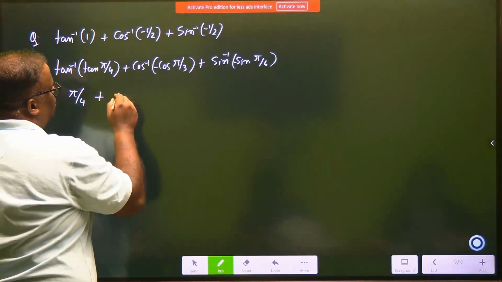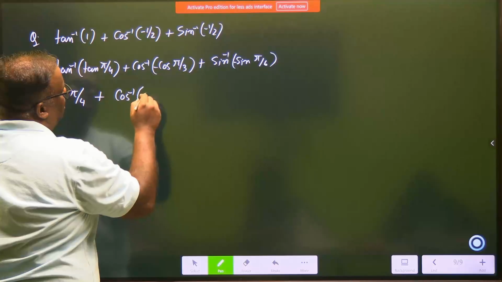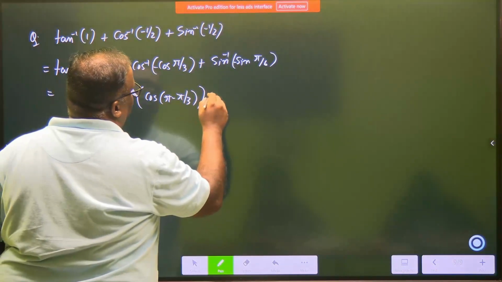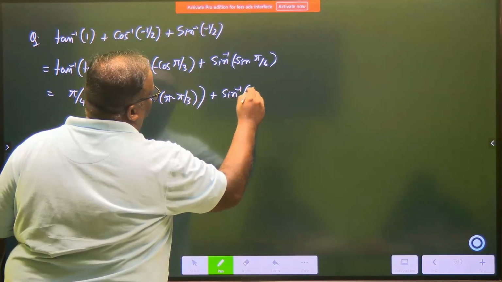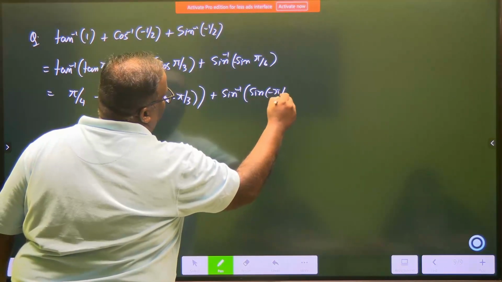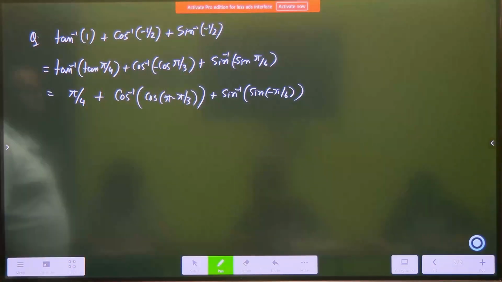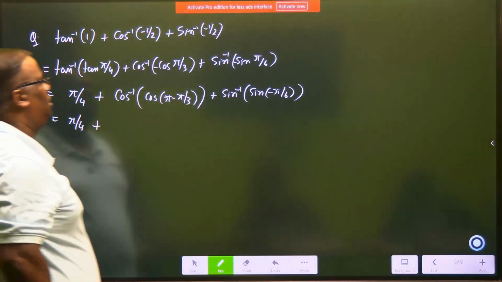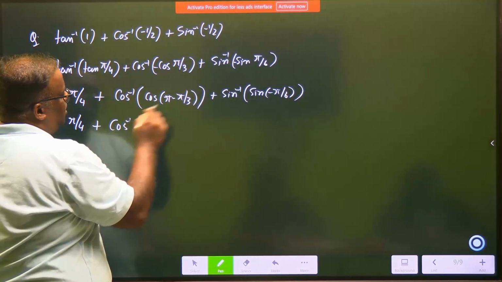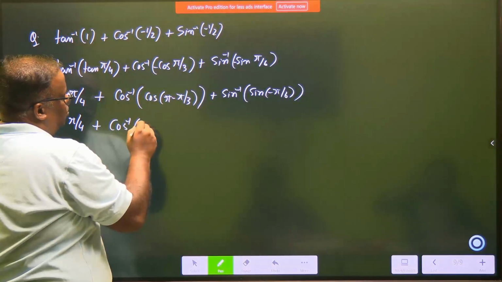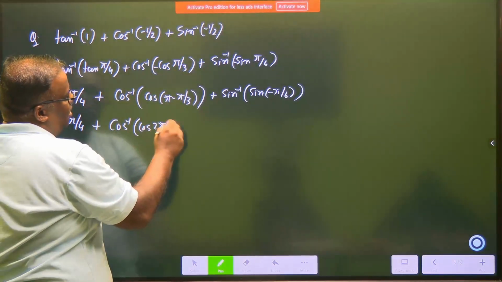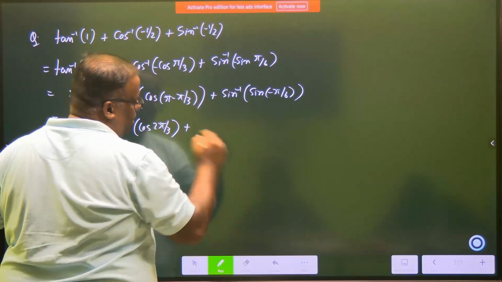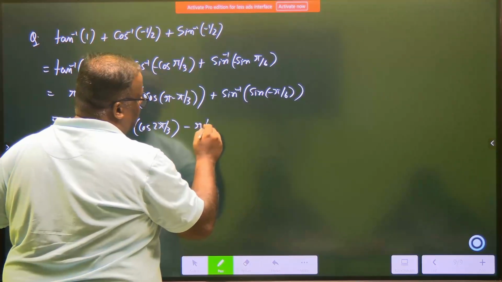And cos needs a little massaging. So we'll take cos minus 1 and we'll write it as cos of pi minus pi by 3, right? And sine, we will straight away put it in the bracket because sine is an odd function. So this value is pi by 4. This value will be cos inverse of cos of 2 pi by 3, and this we can straight away release as minus pi by 6.